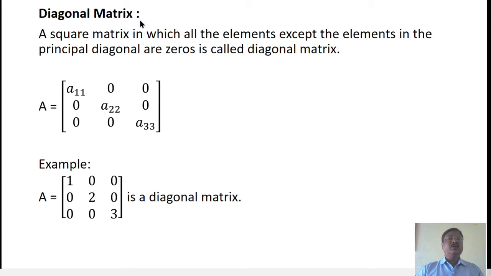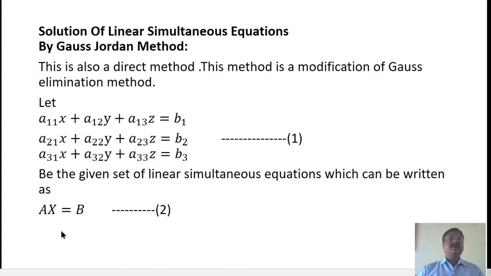Now what is a diagonal matrix? A square matrix in which all the elements except the elements in the principal diagonal are zeros is called a diagonal matrix. For example, A is equal to a11, 0, 0, 0, a22, 0, 0, 0, a33 is a diagonal matrix. For example, A is equal to 1, 0, 0, 0, 2, 0, 0, 0, 3 is a diagonal matrix.